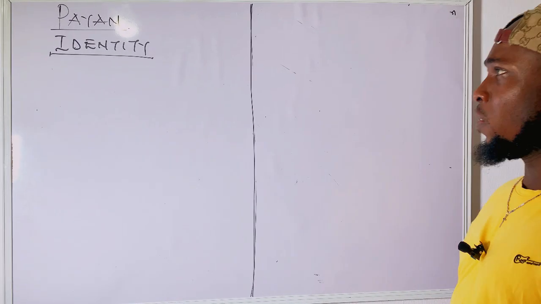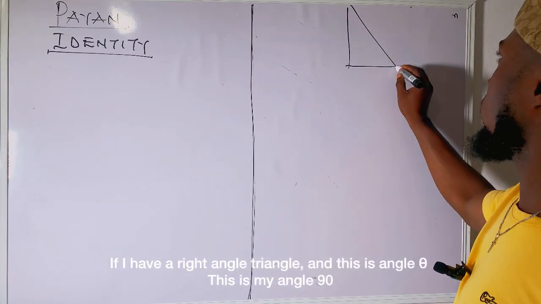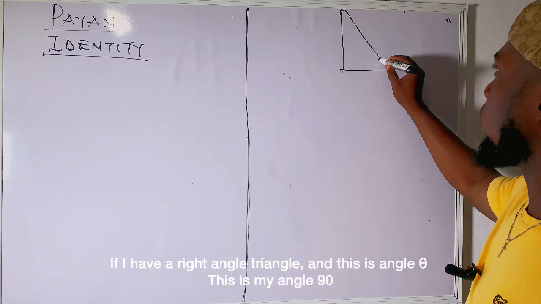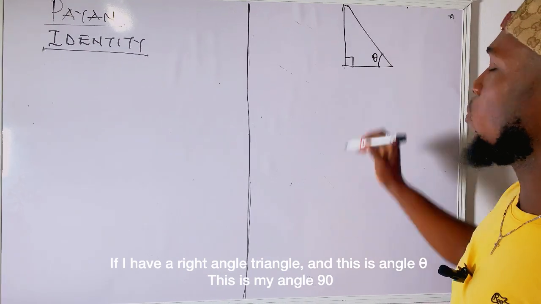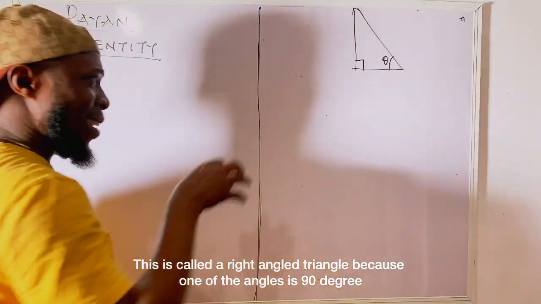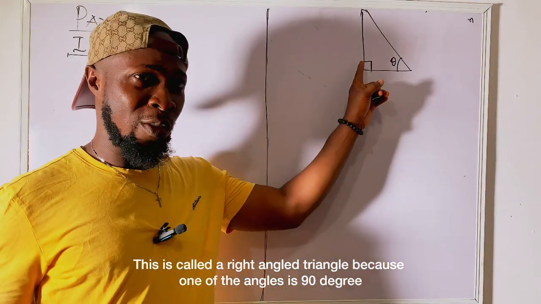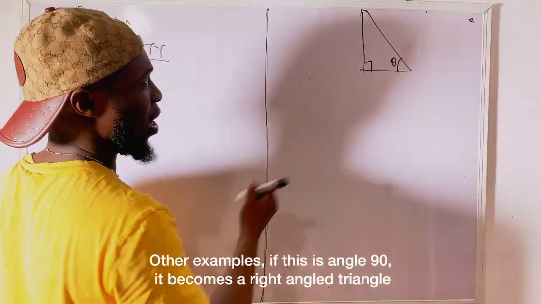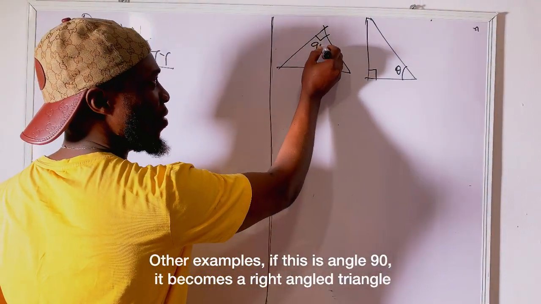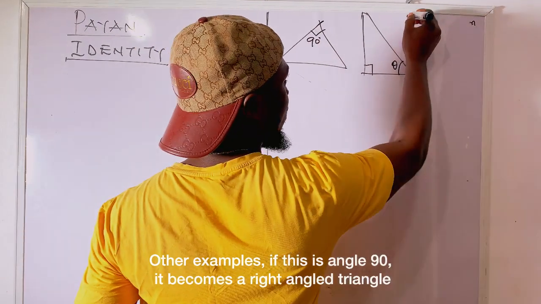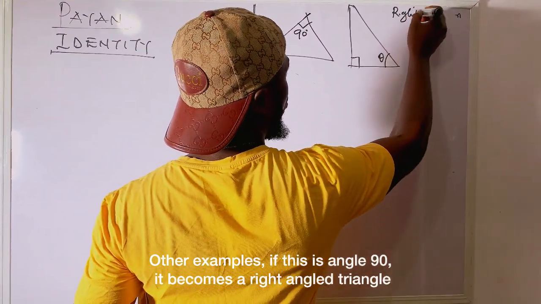Let's discuss a topic which states the trigonometric identities. Number one, I will start with this. If I have a right angle triangle this way, and this is my angle theta, and this is my last angle, 90 degrees. This is called a right angle triangle because one of the angles is 90 degrees. Another example, if this angle here is 90, it becomes a right angled triangle.